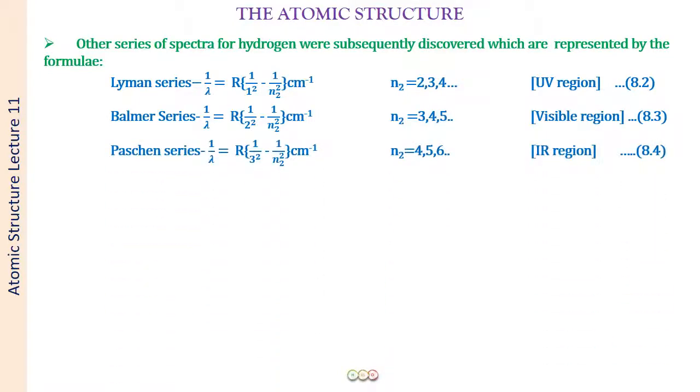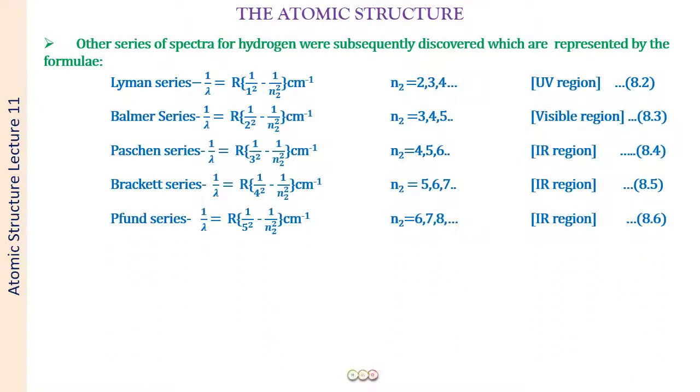Then the Paschen series, this n1 is 3 and n2 starts from 4 to infinity, in the infrared region. The Brackett series, n1 is 4, n2 starts from 5 to infinity, again in the infrared region. And the Pfund series, n1 is 5, n2 is going to start from 6, again in the infrared region.